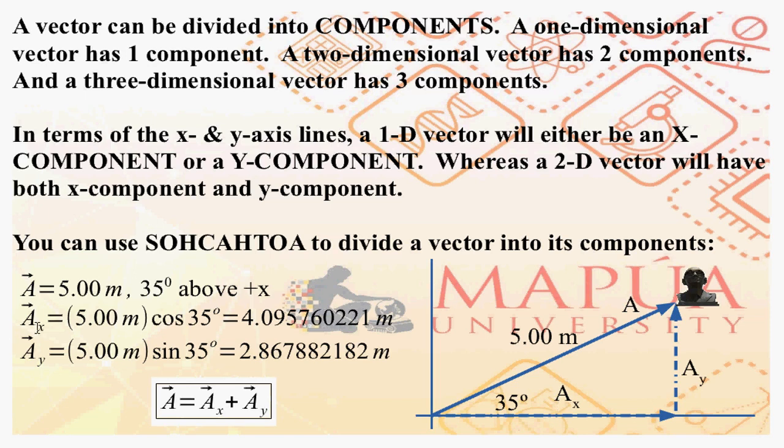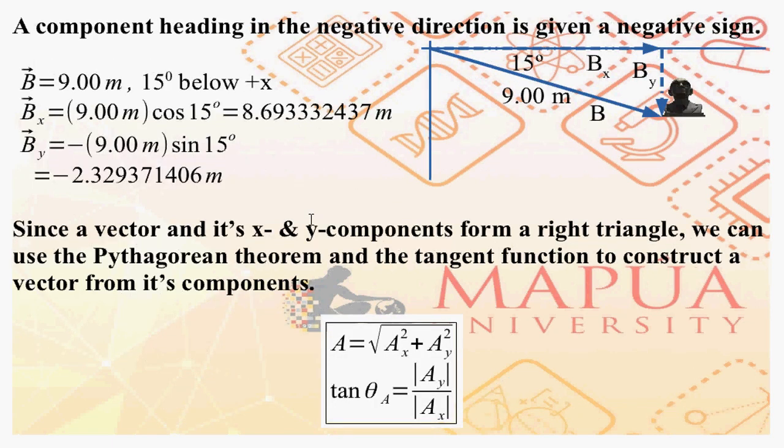Vector ax, the x component of A. Vector ay, the y component of A. If you add the two components, ax plus ay, you get your vector A. Since you have positive and negative directions for our components, a component heading in the negative direction will be given a negative sign.